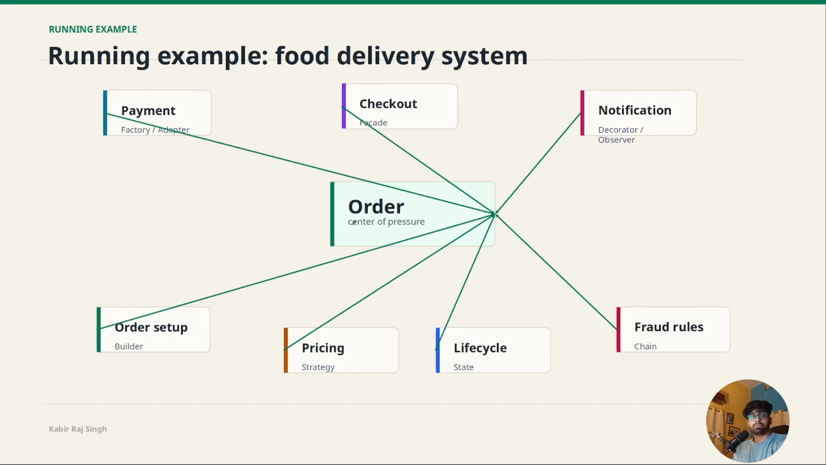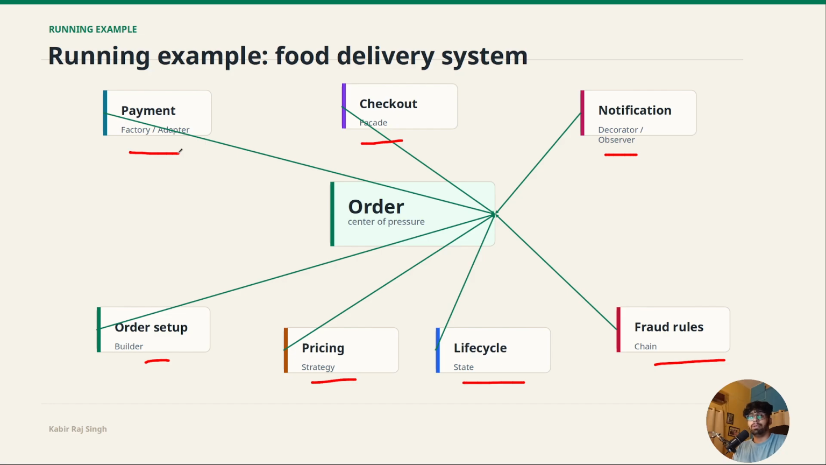So for this, I'm going to take an example of a food delivery system. It is useful because it creates the same design pressure we see in real backend systems. You need the order to be built, you need the pricing to be handled, the life cycle, the fraud rules, you need to have notifications, you need to have a checkout, and you need to have payments as well. So there are many different components, and we'll see how, according to us, these patterns might fit this design pressure.